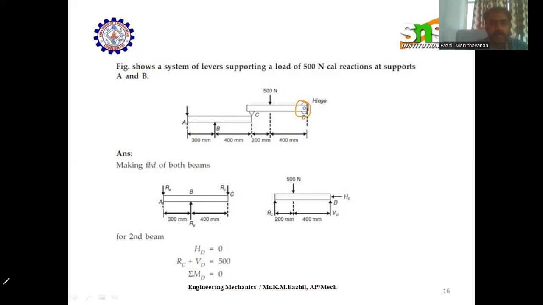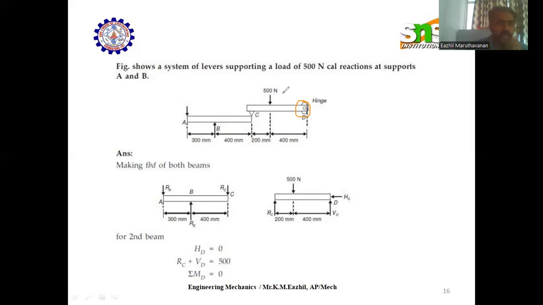First, we have to draw the free body diagrams of both beams, beam 1 and beam 2. For beam 1, the reaction forces act at points A, B, and C. All the reaction forces act vertically: point A vertically downwards, point C also vertically downwards, and point B vertically upwards.